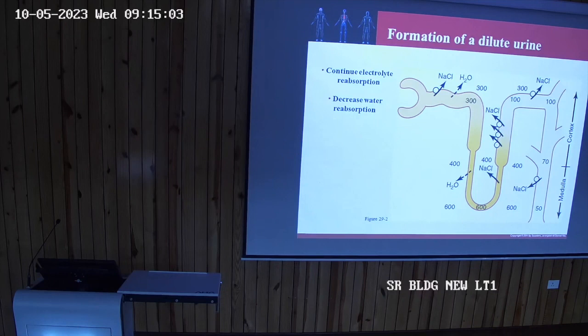Clear? So the most important features responsible for diluted urine are continued electrolyte reabsorption and decreased water reabsorption. Whenever there is movement of electrolytes, there will simultaneously be movement of water. This will result in diluted urine, meaning the osmolarity will be 50 to 70 milliosmoles: excess water and less concentration of electrolytes.